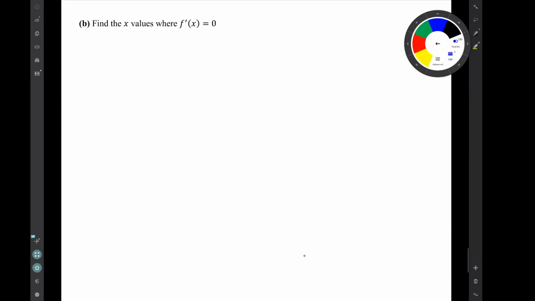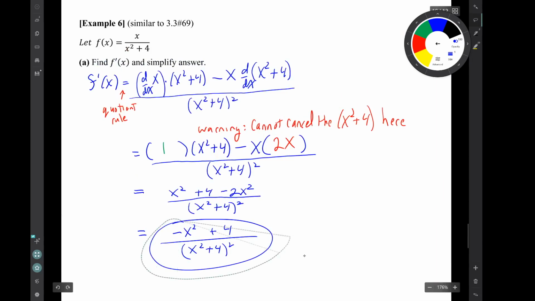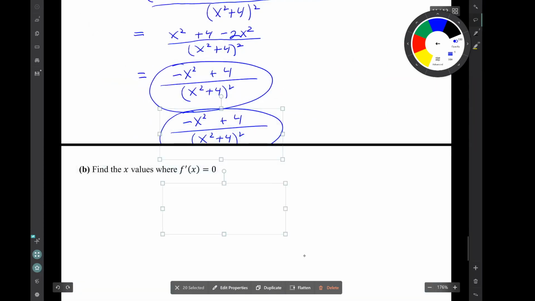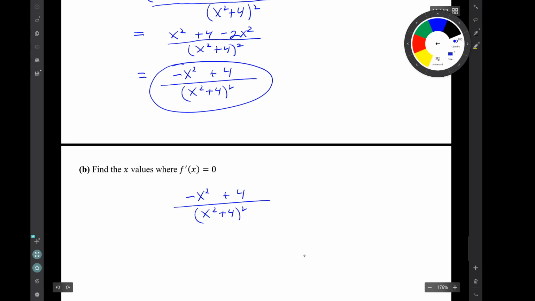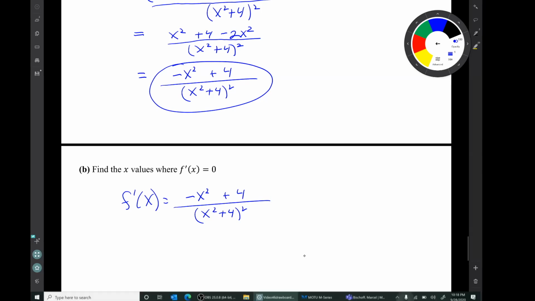Find the x values where f prime equals 0. Well, let's get our formula for f prime and bring it down here. So f prime of x is that messy expression. Now we're supposed to find the x values that will cause that to be 0. So we have to set this equal to 0.